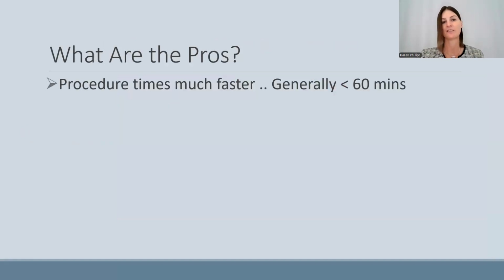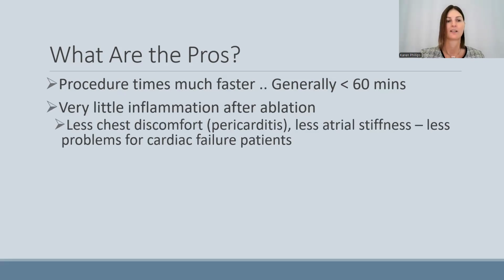So pulse field ablation, what are the pros? Well, procedure times are much faster than what we were seeing with the other types of ablation treatment. So generally now less than 60 minutes for the whole ablation procedure. There's very little inflammation after ablation. As I said, this is a key difference with the pulse field electroporation mechanism, that cell death is achieved through apoptosis and programmed cell death. So yes, in reality, we see very little inflammation of the tissues after ablation. So for patients, this means less chest discomfort. It was quite common with the other types of thermal ablation to get pericarditis, that the heart was inflamed after the treatment. There's less atrial stiffness.